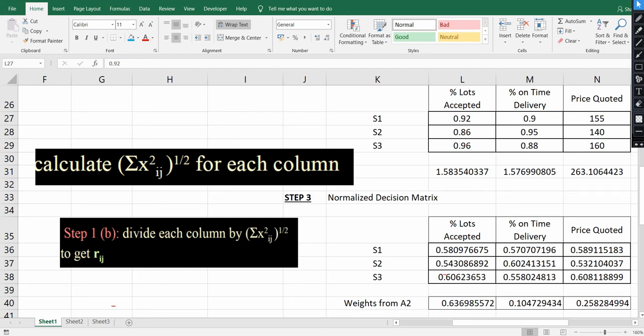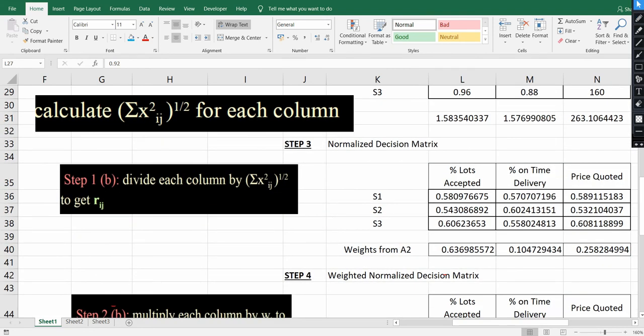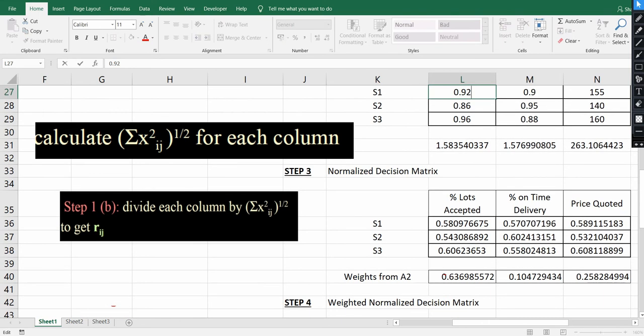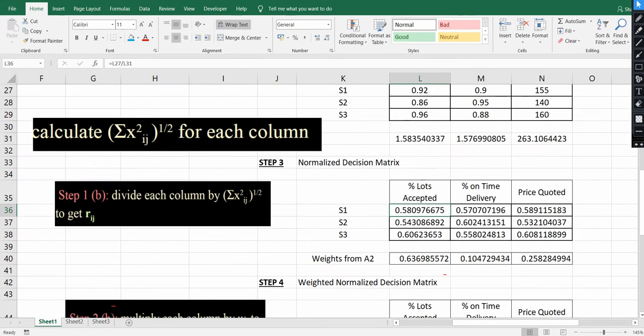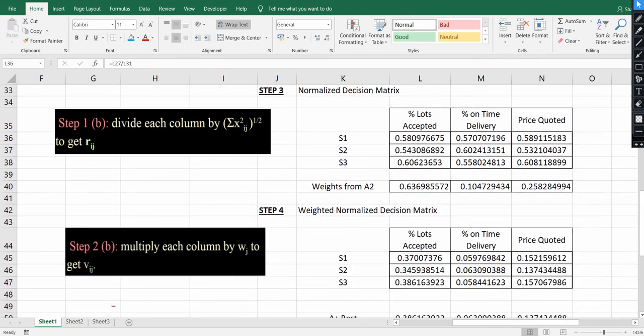Okay. Now, in the next step, you have to multiply each value with the weights obtained from A2 matrix of AHP methodology. Okay. So, this value will be multiplied by the weight. Okay. So each value will be multiplied by weight, and hence you will obtain the weighted normalized decision matrix.